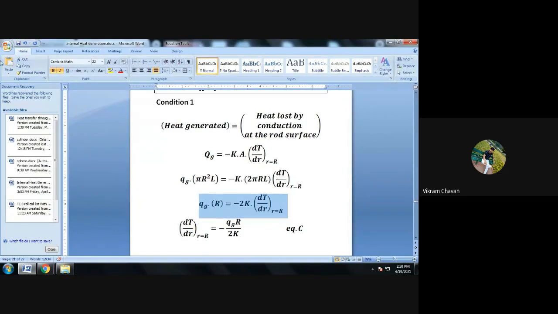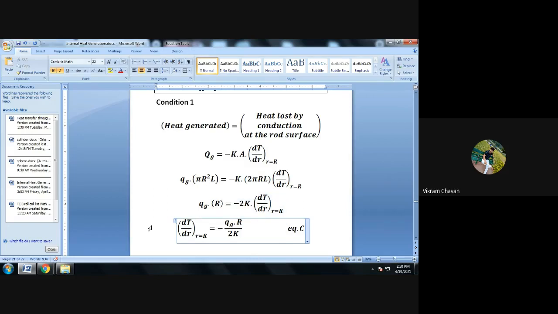Then convert this equation in the form of temperature differentiation, differentiation of temperature with respect to r when small r is equal to capital R, which is equal to minus q suffix g multiplied by r divided by 2k. Give this equation number C.